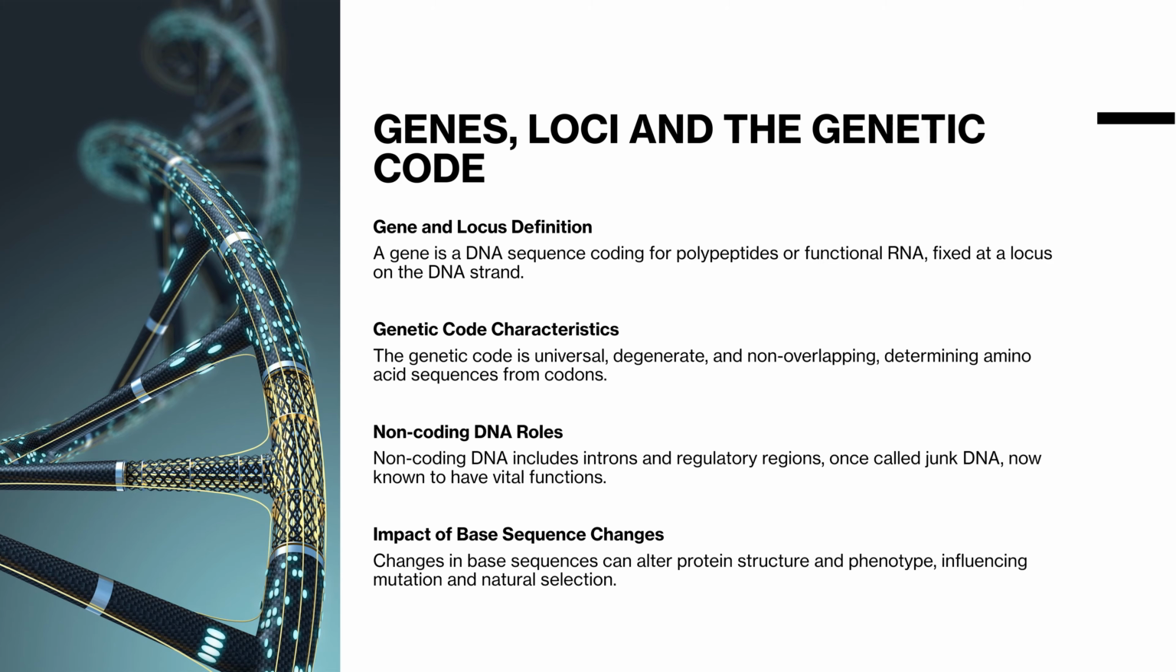The code is also described as degenerate, because more than one codon can code for the same amino acid, which reduces the impact of some mutations. Additionally, the code is non-overlapping, meaning each base is read once as part of a single codon. In eukaryotic cells, not all DNA codes for proteins. There are introns within genes and large amounts of non-coding DNA between genes. These regions were once referred to as junk DNA, but are now known to have regulatory and structural roles.